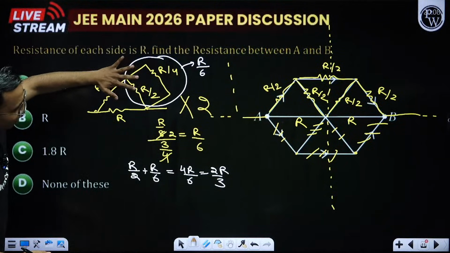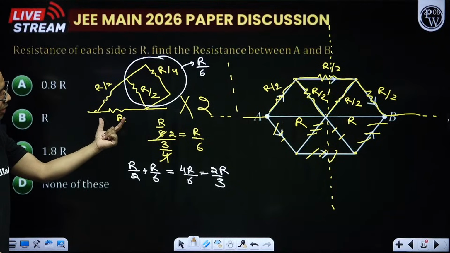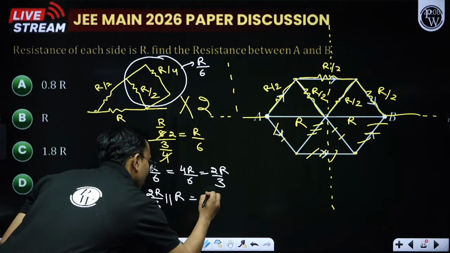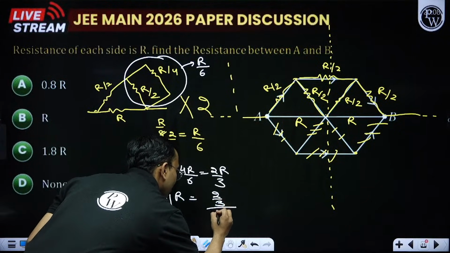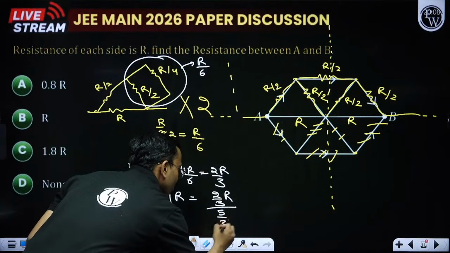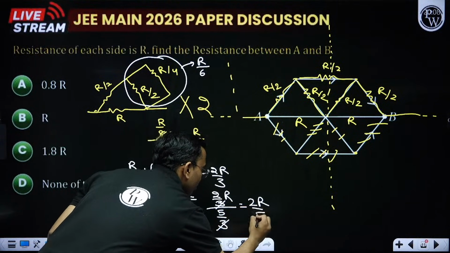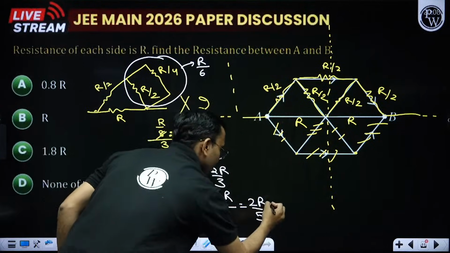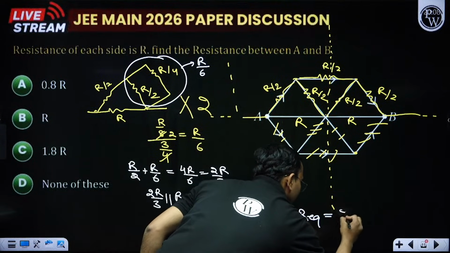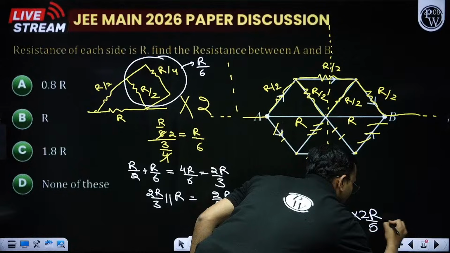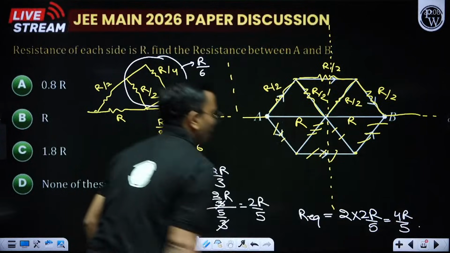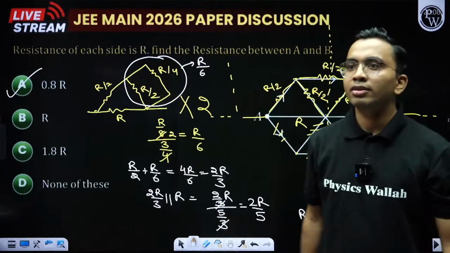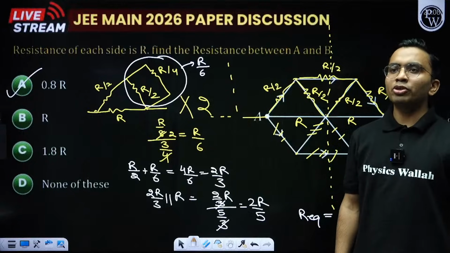Now this above part is having 2R by 3, that 2R by 3 is in parallel with R. Parallel with R, what it will become? 2 by 3 into 1 divided by 2 by 3 plus 1 is 5 by 3. So this becomes 2R by 5. Now 2R by 5 is for half, multiply that with 2. Okay, so R equivalent will be 2 into 2R by 5, that will become 4R by 5. How much is 4R by 5? 0.8 R.